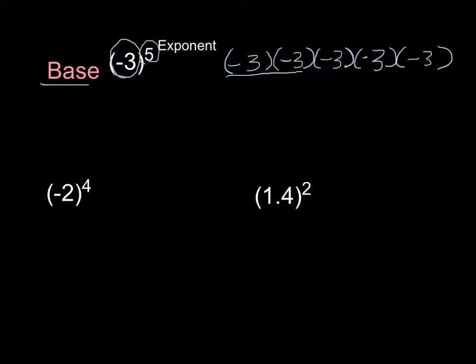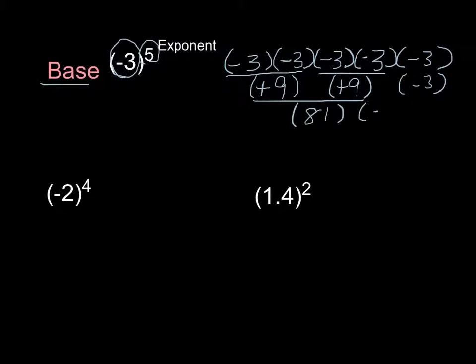solve, and this is 3 times 3 is 9, and negative times a negative is a positive. I'm going to keep my parentheses to remind me that this is a multiplication problem. So here's 3 times 3 is 9, and again negative times negative is a positive, and I'm left with -3. This is 9 times 9, and this is positive 81 times a -3. So 3 times 81 turns out to be 243. And a positive times a negative is a negative. So my answer to -3 raised to the power of 5 is -243.